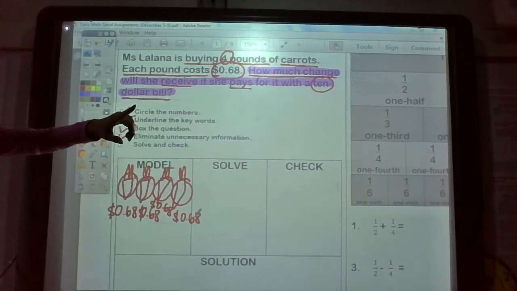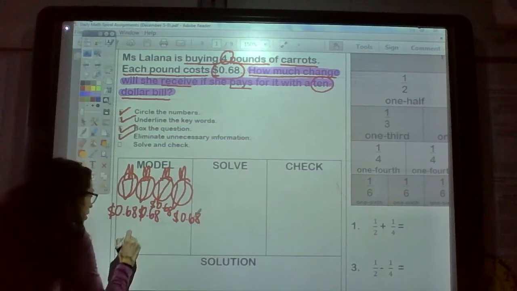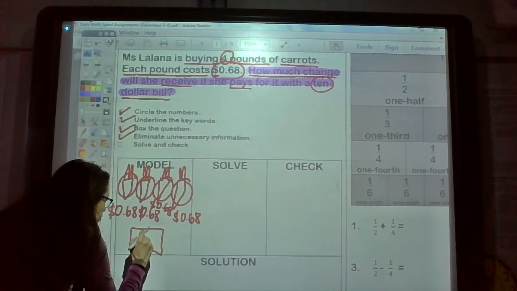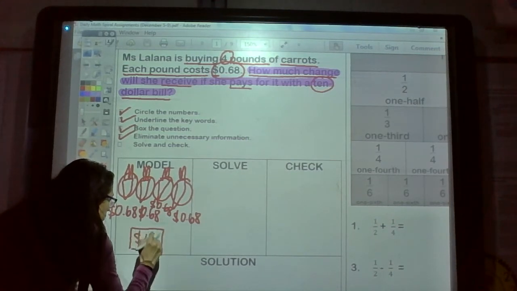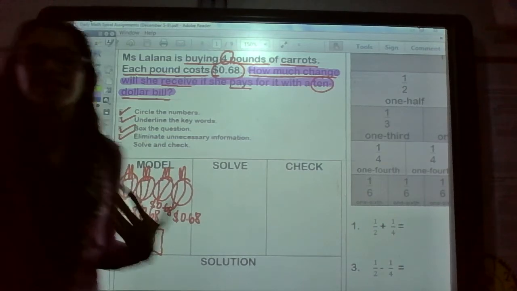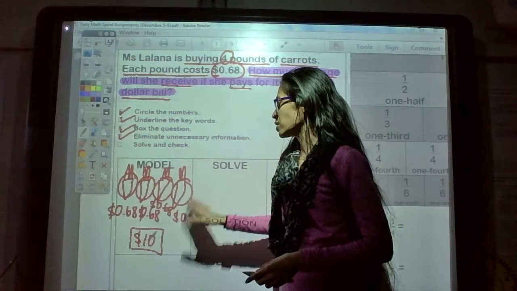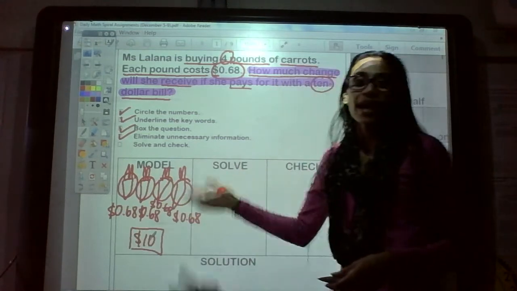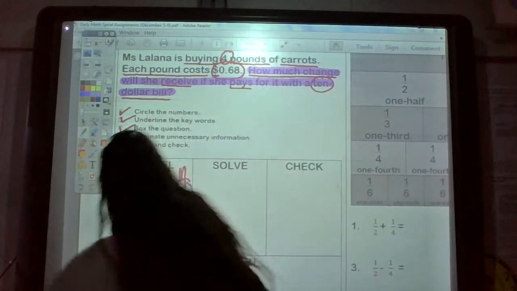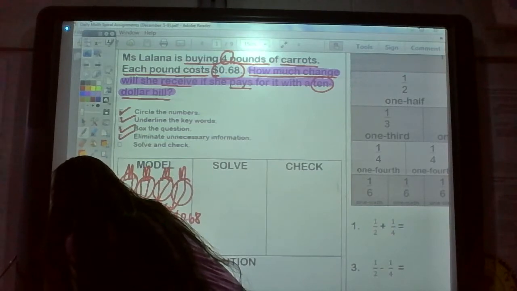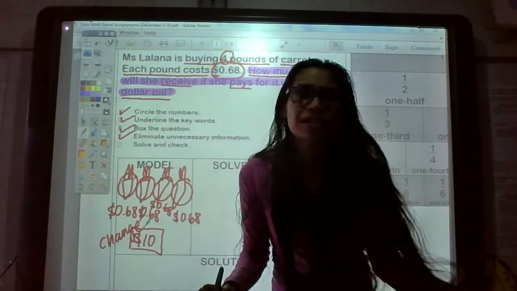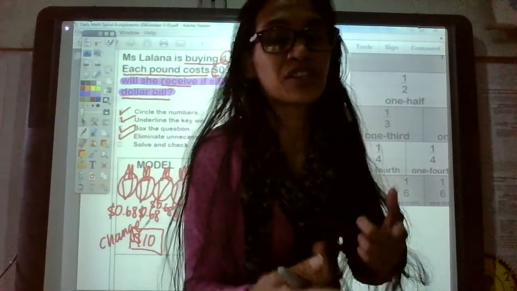And then we need some change. And how much am I paying with? A $10 bill. All right, so that's my visual representation to help me. I know that I have 4 pounds of carrots, each is 68 cents, and I need change for a $10 bill. I'm going to write the word change. Please let your work be neater than mine, okay?